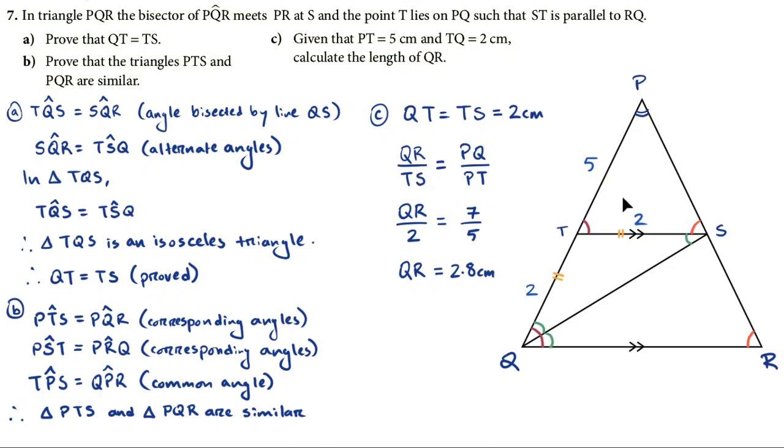Now QR from the bigger triangle divided by TS from the smaller triangle is equal to PQ of the bigger triangle divided by PT of the smaller triangle. And we know the value of all three except for QR, which we need to find. So QR by 2 is equal to 7 by 5. PQ is 7 because PT plus TQ is 7. So that gives us the value for QR, which is 2.8 centimeters.